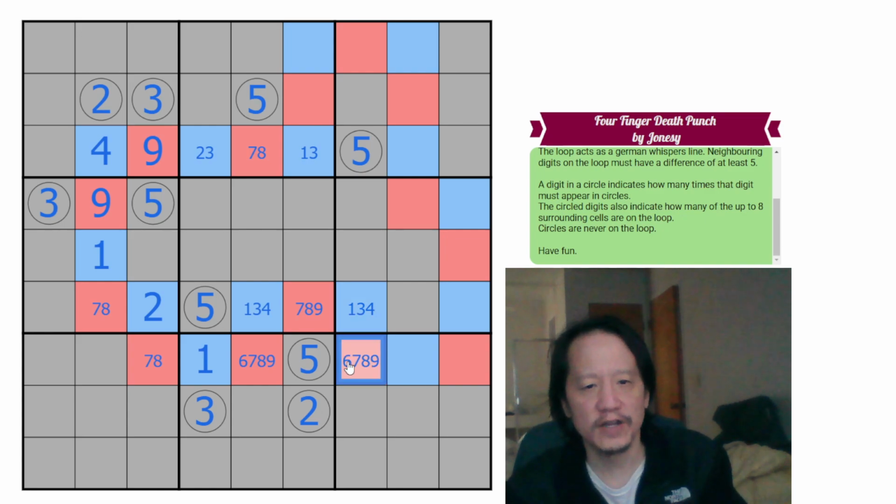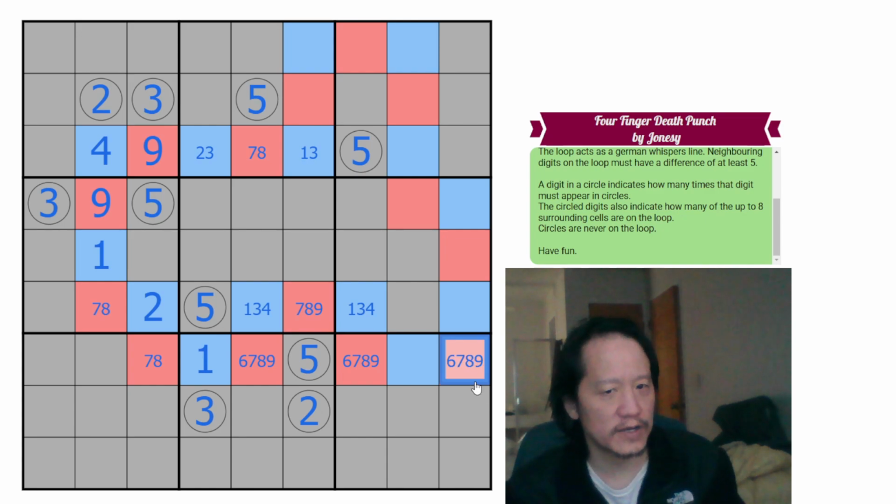This is 6, 7, 8, 9. So we know one of these is 6, 7, 8, 9, and we also know this is 1, 3, or 4. So this is 1, 3, 4, 1, 3, 4, 1, 3, 4. 6, 7, 8, 9. This is 2, 3. It cannot be 4 because it's next to two unique numbers.